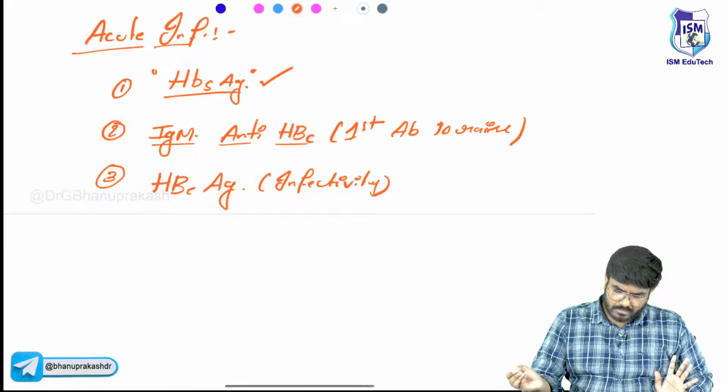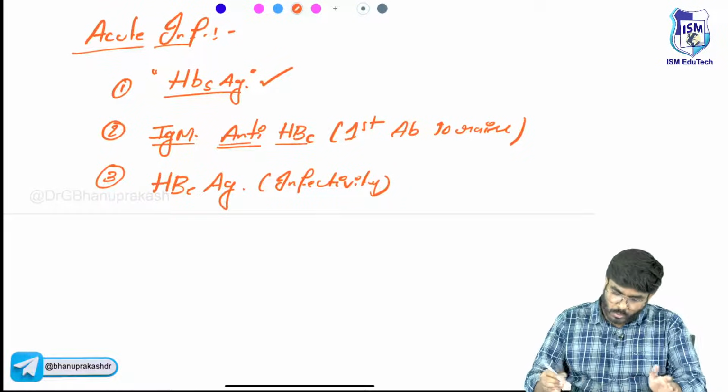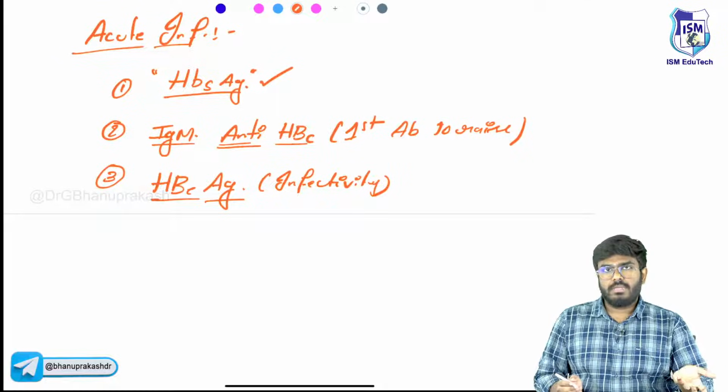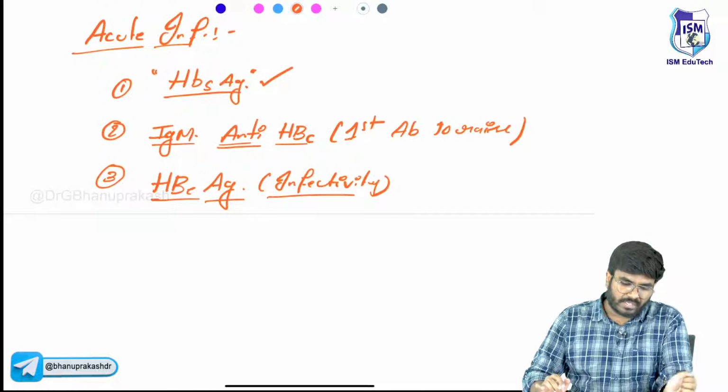S antigen, core antibody. S antigen, core antibody, and you can also have E antigen. E antigen presence indicates the infectivity. If there is no E antigen, there is no infectivity, or less infectivity, you can say.